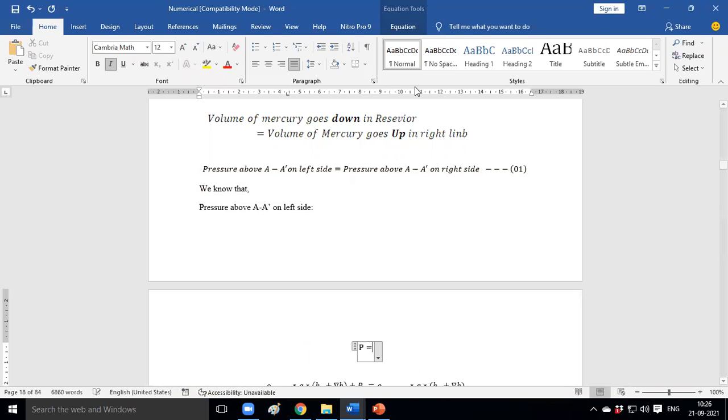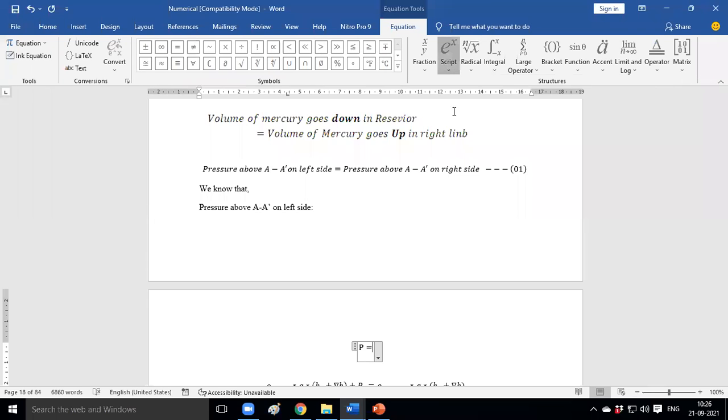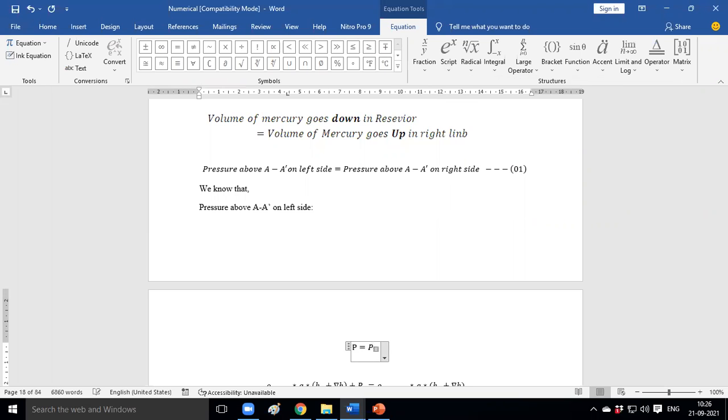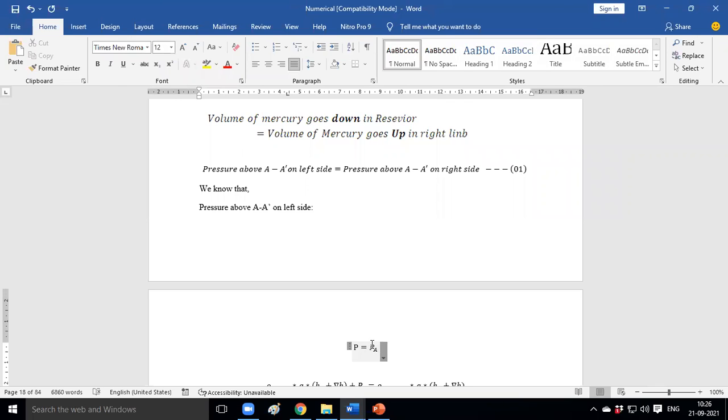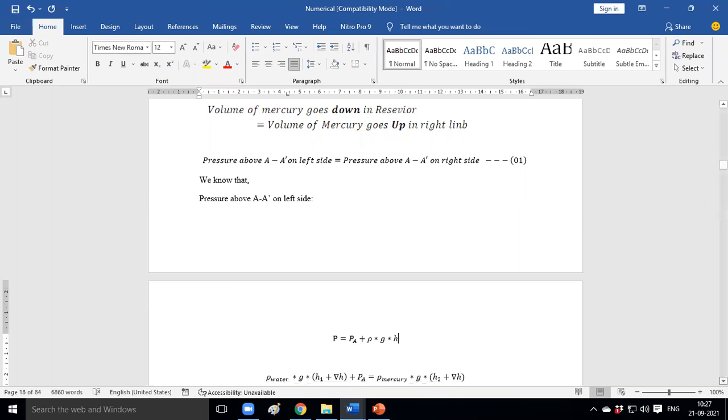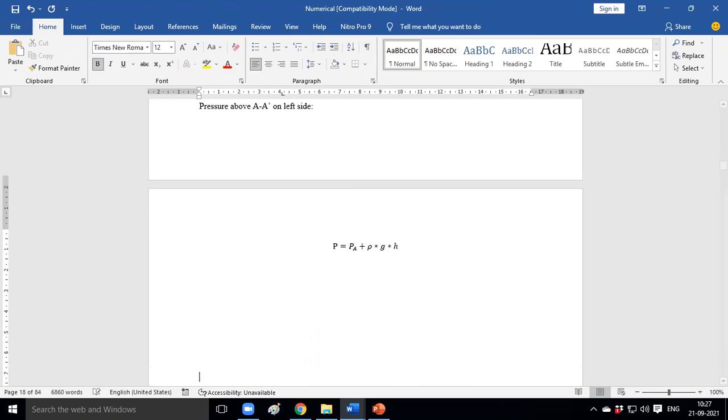So the equation we can write is: P A, the pressure in the pipeline, is represented by the notation P A, and then the pressure exerted by the water column is represented by the notation rho g h. That pressure is rho into g into h, and then you need to put the corresponding values.